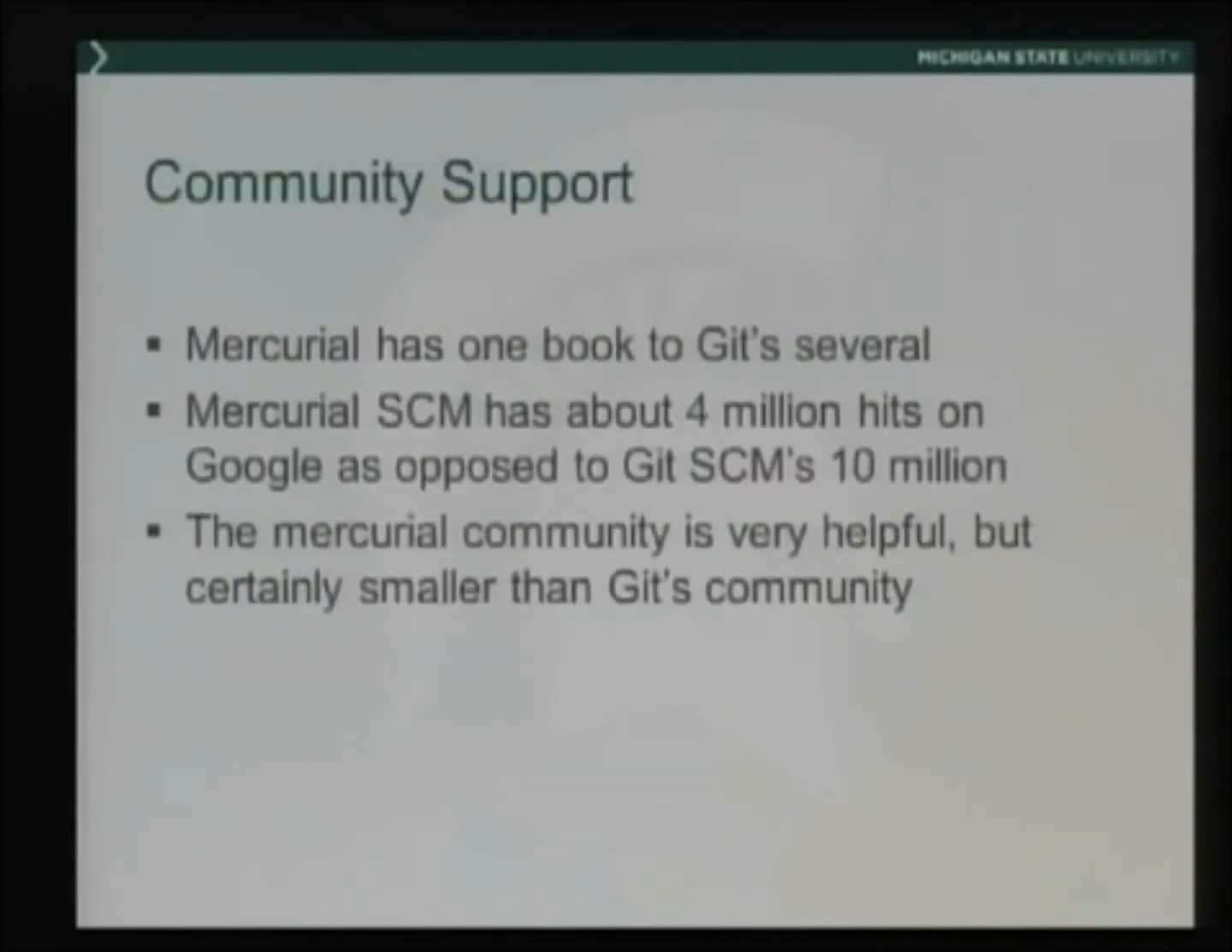On the community support front, Mercurial is a little bit lacking. There is one book on Mercurial and maybe one more that's going to be published sometime soon. There's no date on it. Git has actually several books out at this point. Mercurial also has about half as many hits on Google as Git does. And the Mercurial community, while being very helpful, is definitely smaller than the Git community.